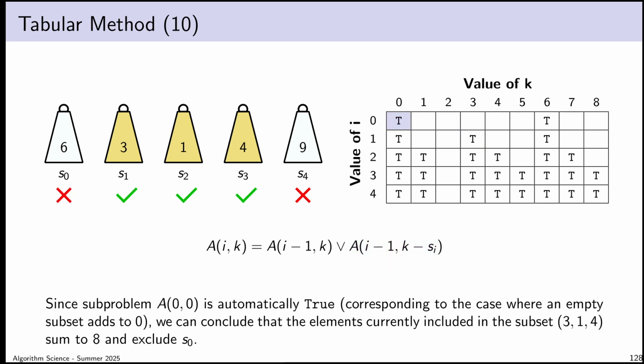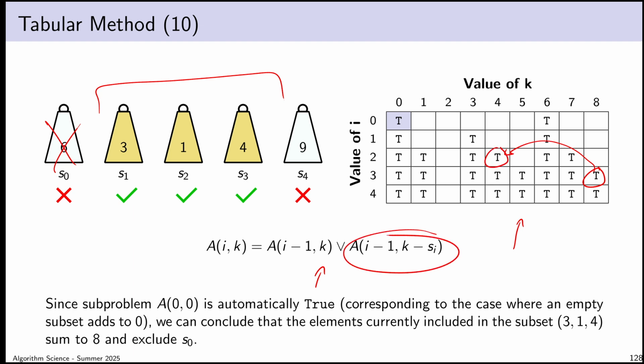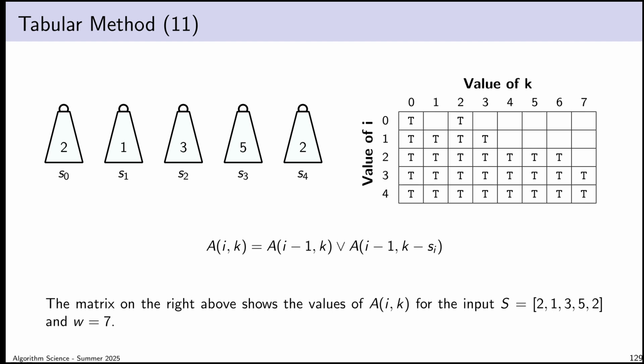So since subproblem A00 is automatically true, it's the base case corresponding to the empty set, I can conclude that nothing else is needed, S0 can be excluded, and therefore notice that I in fact do have a subset that adds to 8. And I did this by a sort of a combination of reverse engineering the table and reverse engineering the recurrence. Because I did need the recurrence for this because I had to know, for example, in this stage here, I had to jump backwards to A24 because that would be the recursive case that applies. Let's try another example.